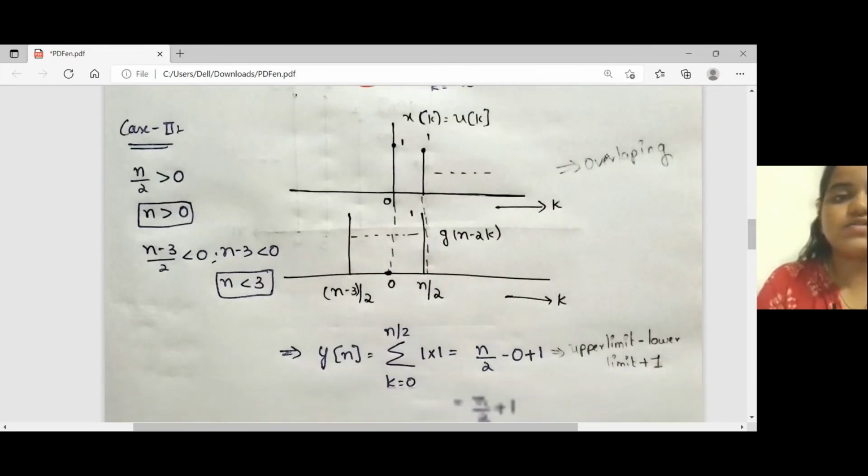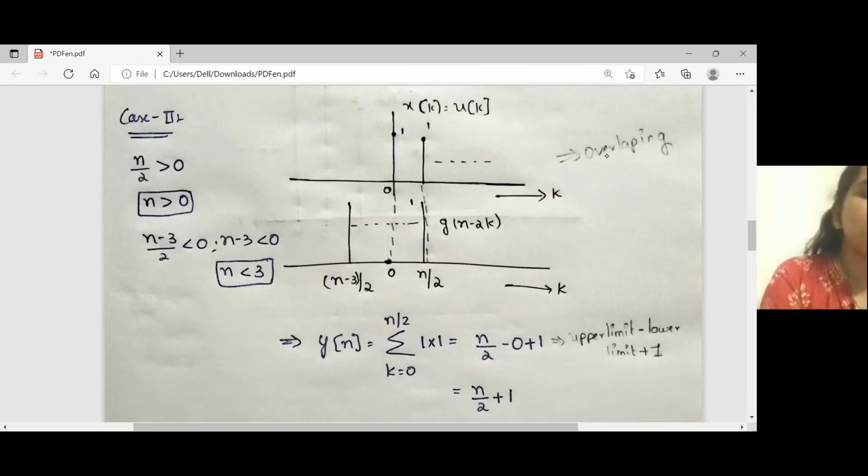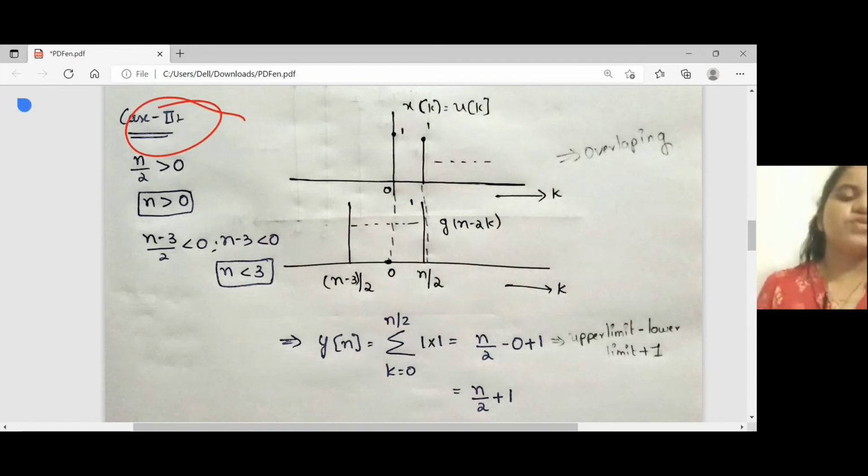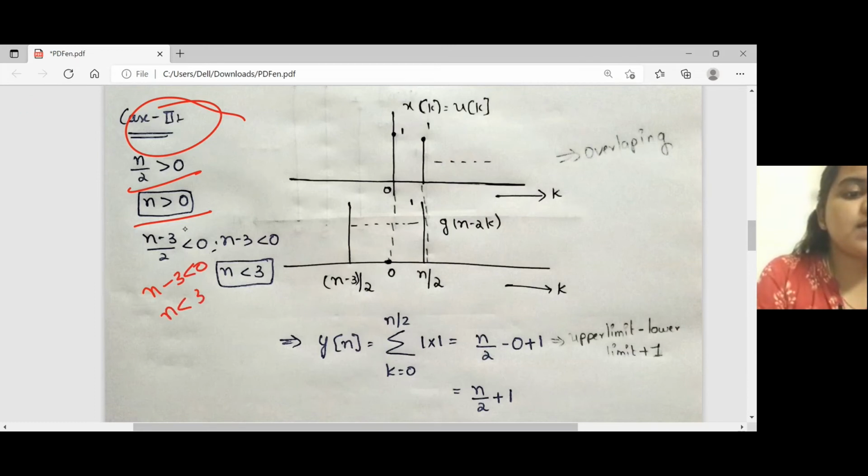Now, let's see case 2. In case 2, we will see that n minus 2 should be greater than 0. Therefore, n is greater than 0. n minus 3 by 2 should be less than 0. Therefore, n minus 3 should be less than 0, so n should be less than 3. From the above two, we will get the limits like this: 0 less than or equal to n, less than 3.